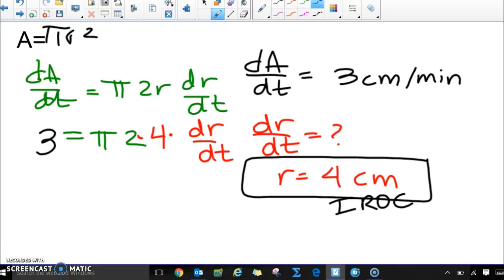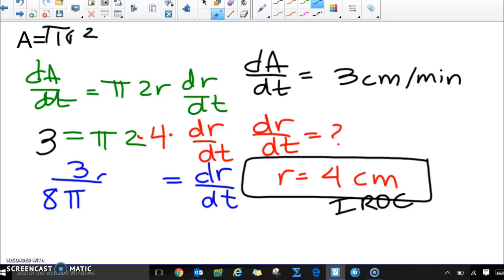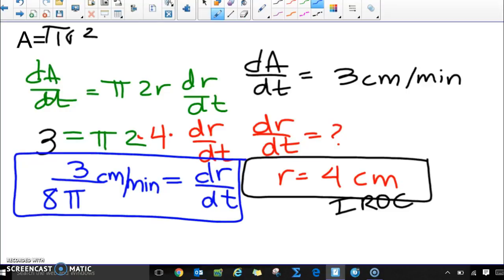So it looks like on the right side I have 8 pi, so 3 over 8 pi will be my rate of change of the radius. And the units on this will match with r, and it will match with t. The radius's units would be centimeters, and time's units would be meters. That would be my answer for that scenario.